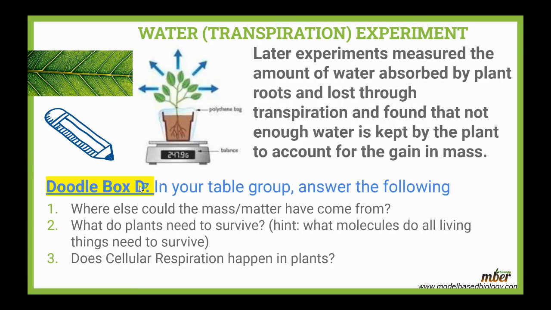Okay, so they did an experiment. They measured how much water was put into the plant, and then they measured how much water was lost through transpiration and found that not enough water is kept by the plant to account for the gain in mass. So talk to a partner, box D. It didn't come from the water, didn't come from the dirt. Oh yeah, you have to write in C that it didn't come from the dirt. I forgot to tell you that.